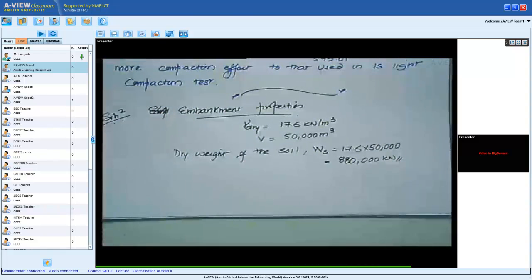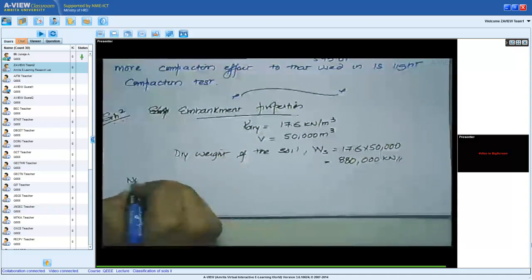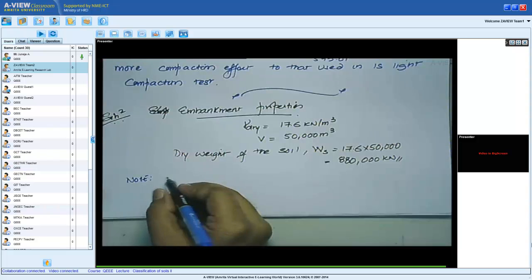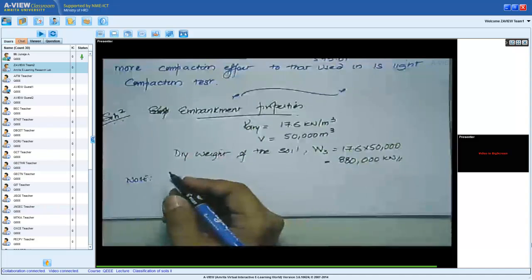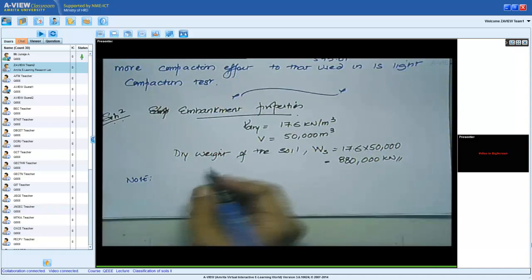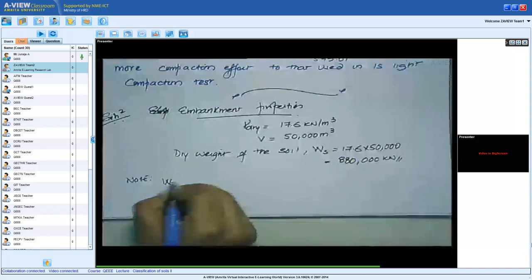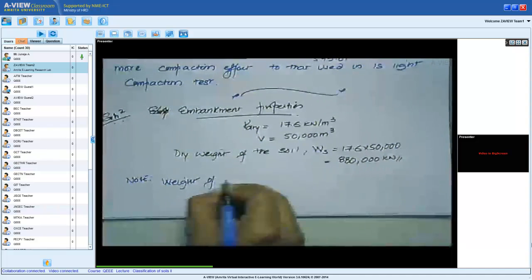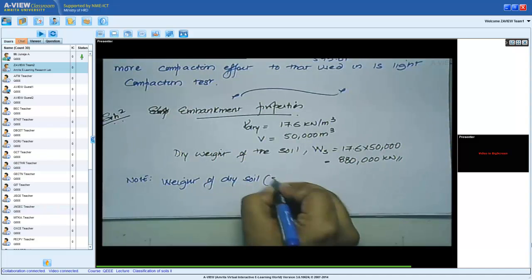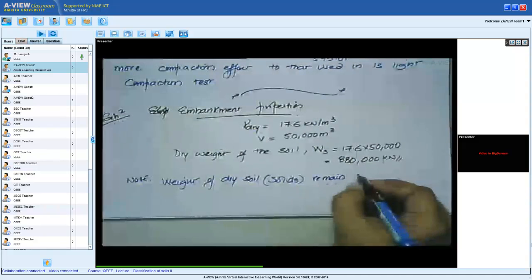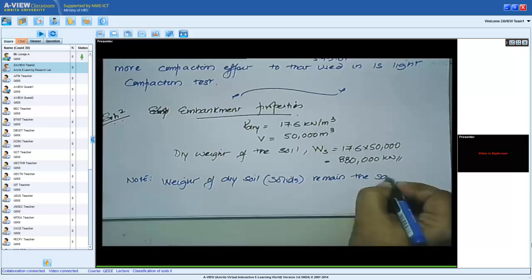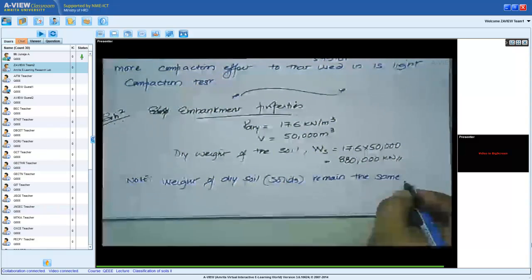Remember the statement which I said, when you excavate the soil and transport to another area. The important statement is: excavate the soil and transport, meaning that the weight of the dry soil, or the weight of solids, should not change. So just to write it down, the weight of dry soil or solids remain the same. Obviously, you're not going to dump the soil somewhere. So after compaction, before compaction, the dry weight of the soil remains the same.